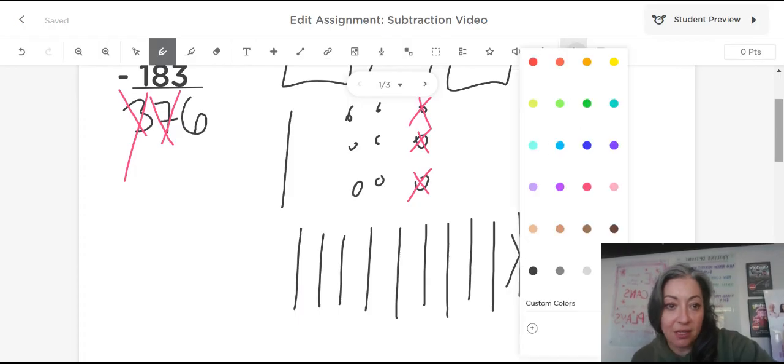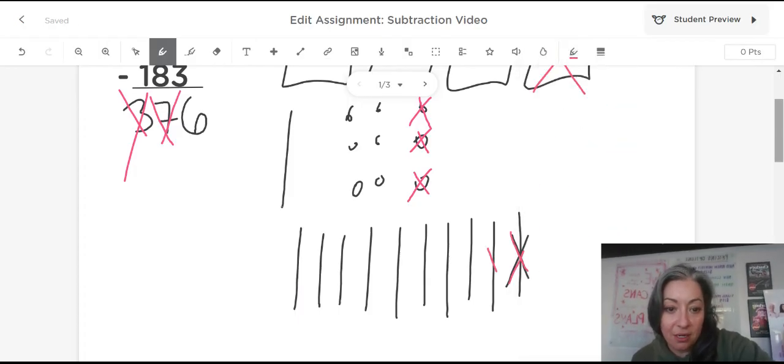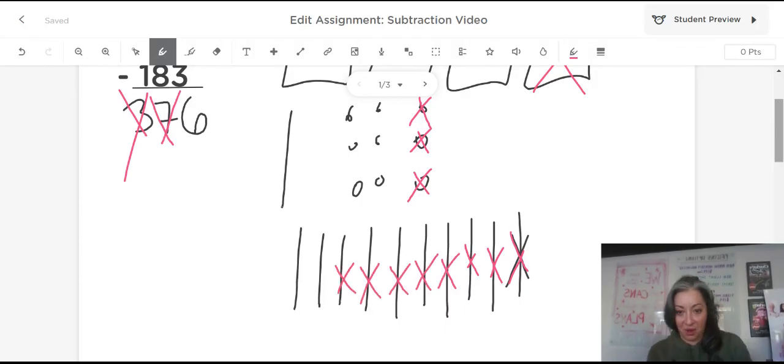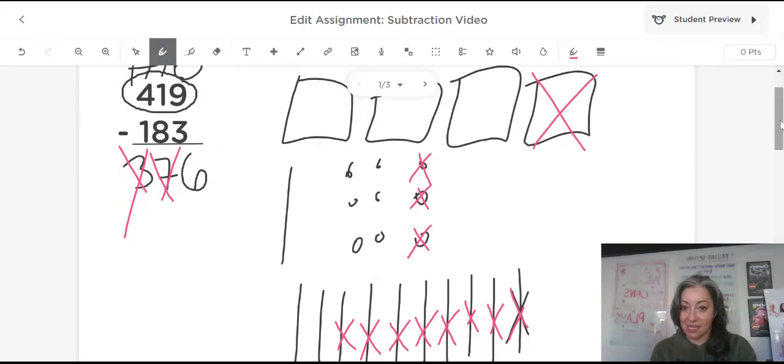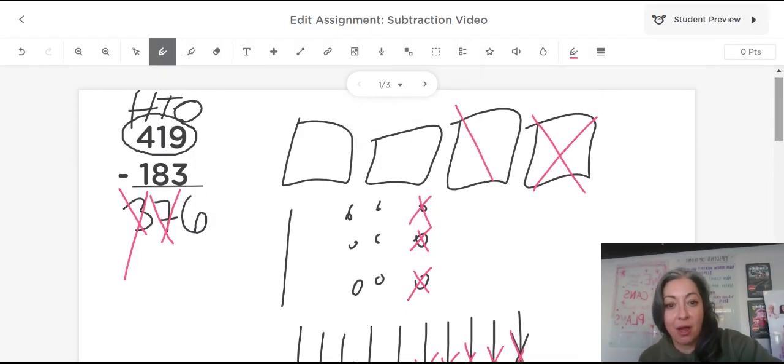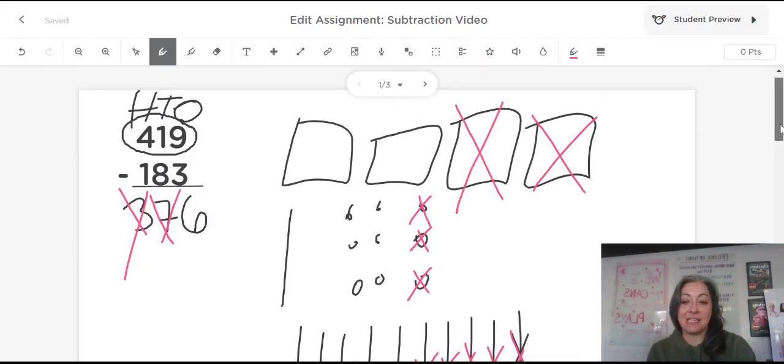Oh, let me use a different color. There we go. 1, 2, 3, 4, 5, 6, 7, 8. Okay? And then the last thing, don't forget the hundreds. The last thing I need to do is take away 100. All right, I'm going to take away 100. And let me see what I have left.